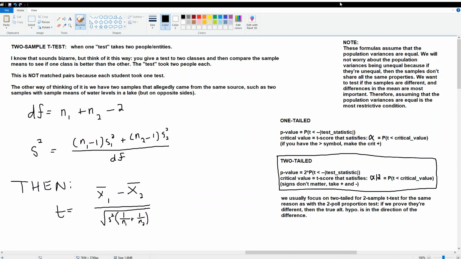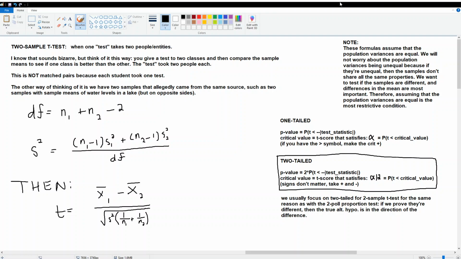So we're trying to test whether or not it's, for all intents and purposes, the same lake. But if people on the southern end are overfishing, they might as well just be 2 different lakes at that point. So here, our degrees of freedom come back.